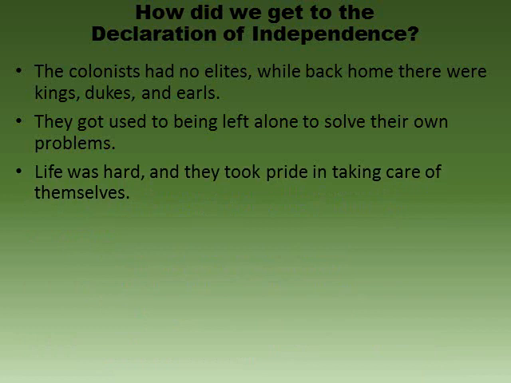Also, again, we mentioned this a little bit earlier, but life was very hard in these colonies. It was the frontier, and so there was a lot of sickness and disease and death and hunger and all these other things.